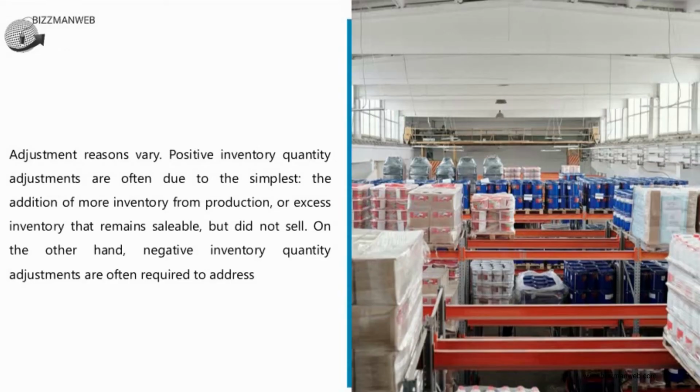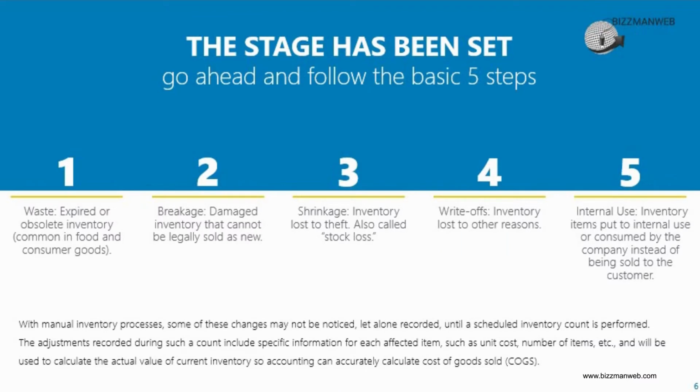Now adjustment reasons vary. Positive inventory quantity adjustments are often due to the addition of more inventory from production or excess inventory that remains saleable but did not sell. On the other hand, negative inventory quantity adjustments are often required to address the following. So the stage has been set, which has been defined into 5 steps.